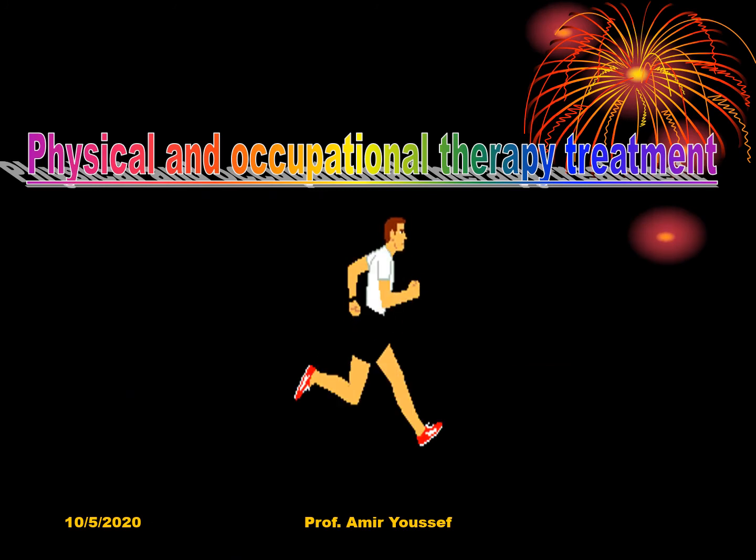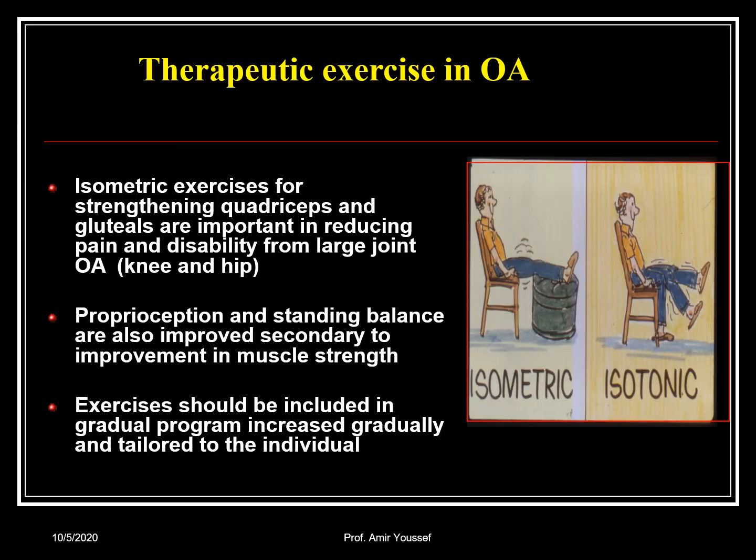Physical and occupational therapy treatment. Therapeutic exercise in osteoarthritis. Isometric exercises or static exercise for strengthening quadriceps and glutei are important in reducing pain and disability from large joints, for example, osteoarthritis in the knee and the hip.